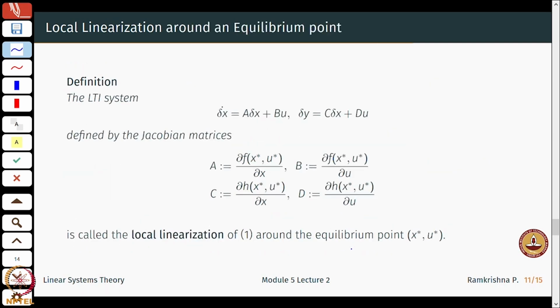Okay. So, the definition, I will do a quick derivation of this: the linear system delta x dot is A delta x plus B delta u, delta y is C delta x plus D delta u, defined by these matrices. I will shortly tell you how to derive this. So, this system is called the local linearization of the nonlinear system around this equilibrium point. So, whenever we talk of linearization, we will talk of linearization around a certain operating point. Okay. So, how do we derive these things?